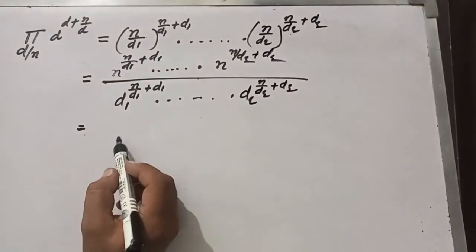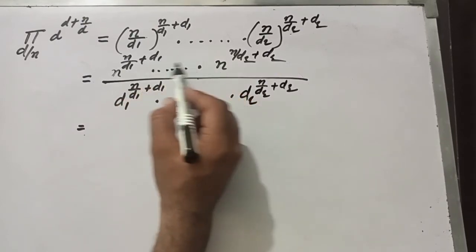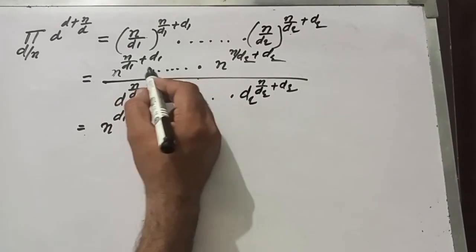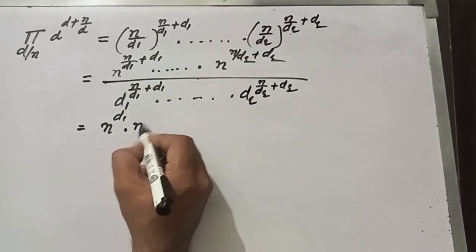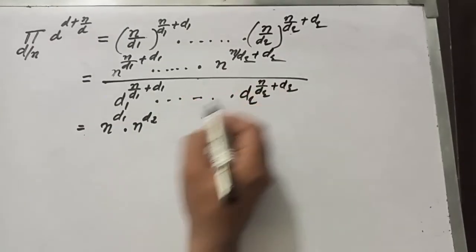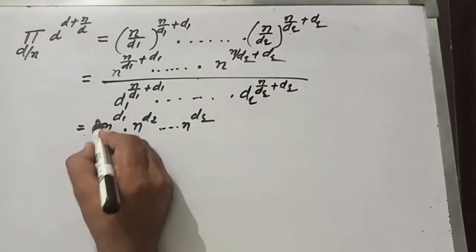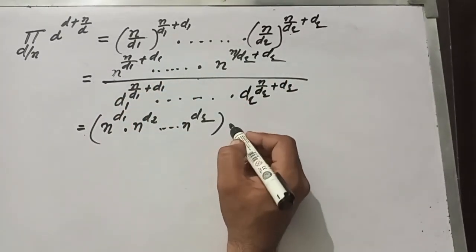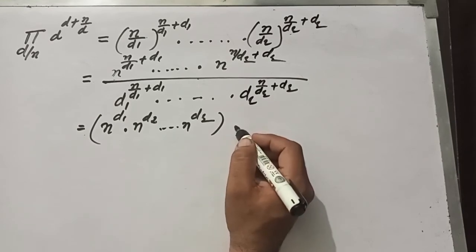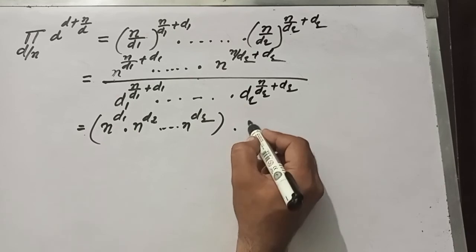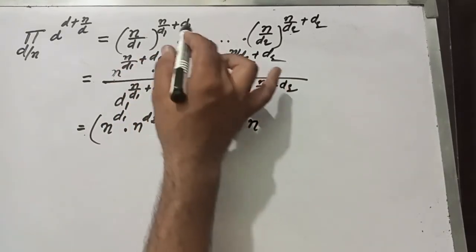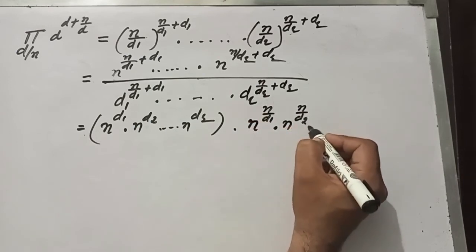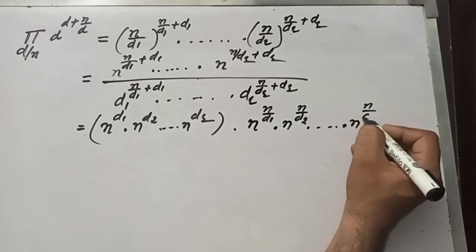Now n raised to power d1, n raised to power d2, up to n raised to power dr. Separate these powers: n raised to power d1, in the next term n raised to power d2, because this is the product, and the last term is n raised to power dr. And the second product is n raised to power n by d1 into n raised to power n by d2 up to n raised to power n by dr.